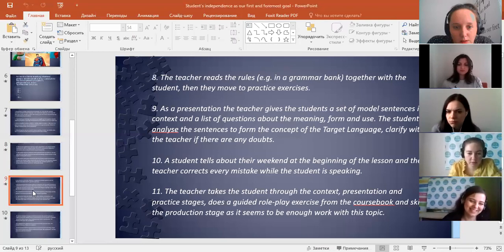Number 11 is also not very good. The production stage is one of the most important stages. It's like the finish of all. Yeah, independence is really important here too. Okay, so I can flip. We've done.